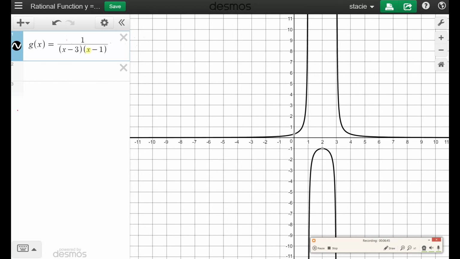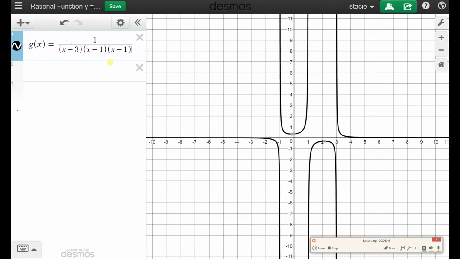And I could put any quadratic in the bottom. I could even put a cubic, and still it goes to 0. Because the denominator is going to get very, very big as we put in big values. If we sub in, let's say, 100 for each of these x's, then we'll have 100 minus 3 times 100 minus 1 times 100 plus 1. That's going to be very close to 100 times 100 times 100, a really big number. 1 divided by a really big number is a very small number, so it's going to 0.